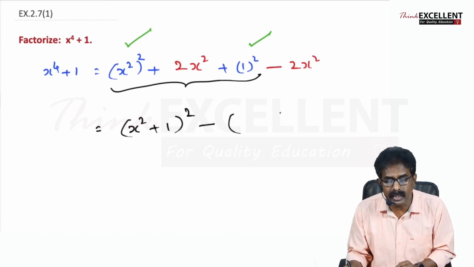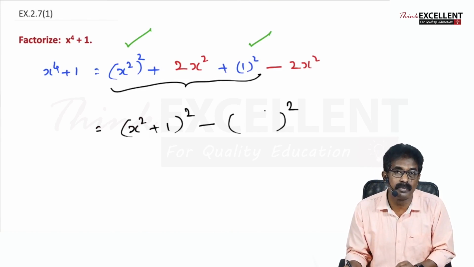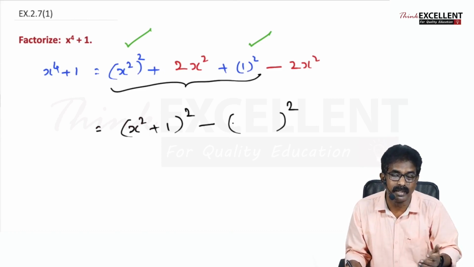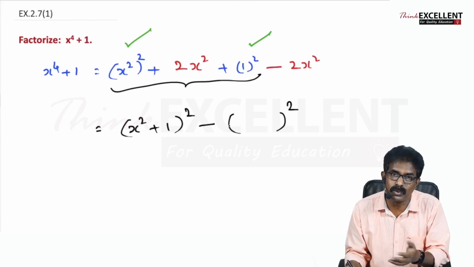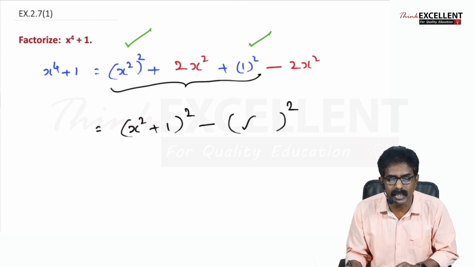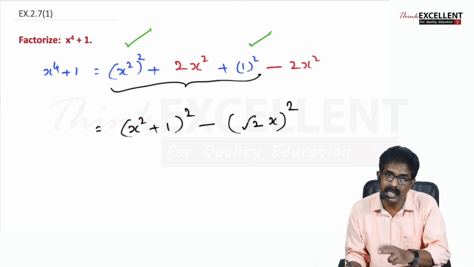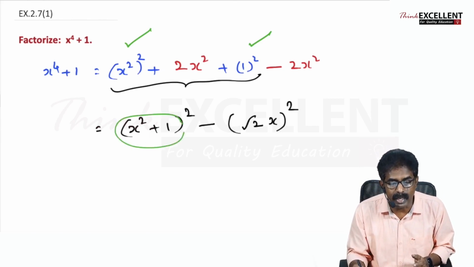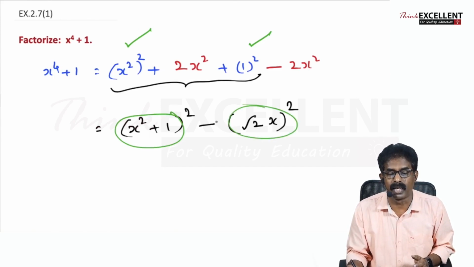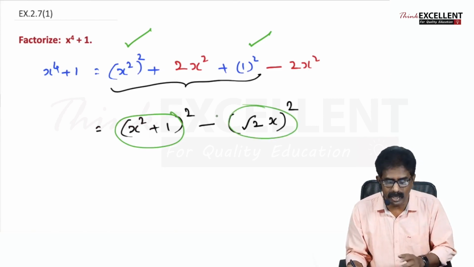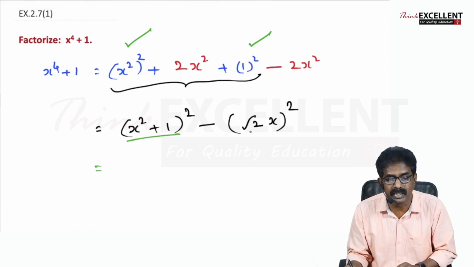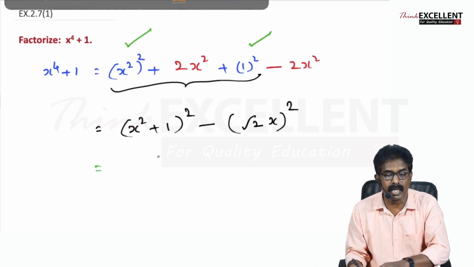I want to write that also as something the whole square. 2x square, you write, suppose 16 means you write 4 square, right? 2 is there, how can you write? Root 2 the whole square, yes. So you can write it as root 2x the whole square. If you square it, root 2 square is 2, then x square. Now this is of the type a square minus b square. What is a square minus b square? a plus b into a minus b. So this is our a, this is our b. So a plus b into a minus b.